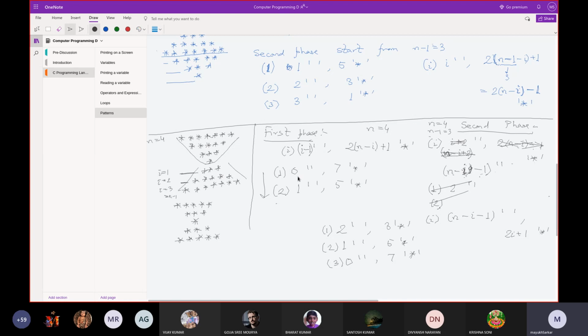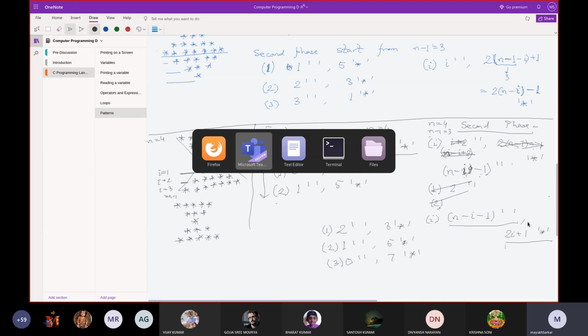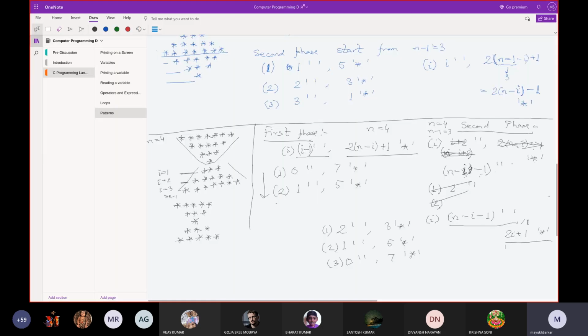So in the first phase, this is the number of spaces, this is the number of stars. In the second phase, that will go from I is equal to 1 to n minus 1. This is the number of spaces, this is the number of stars. Okay. Any of you have any question or any confusion? Just look into the pattern.